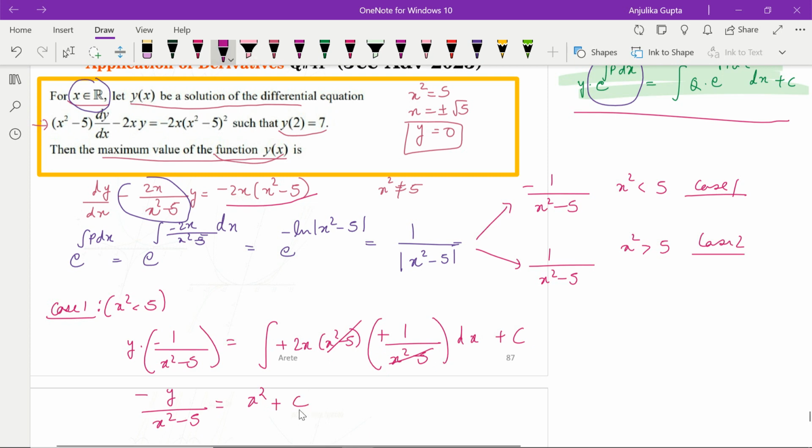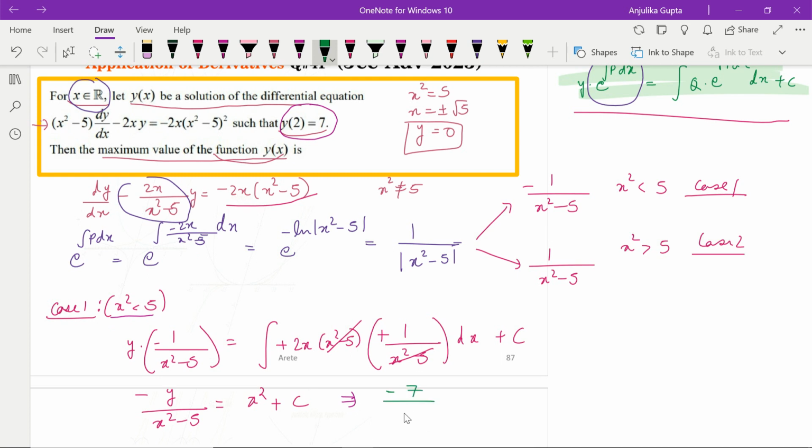Now how do you get your c? By putting the condition which is given to you, that y(2) is 7, y at 2 is 7. I can use that, right? Because x is 2 here, and 4 is lesser than 5. So I can use that and get the value of c. So I'm going to put y value 7 and x value 2.